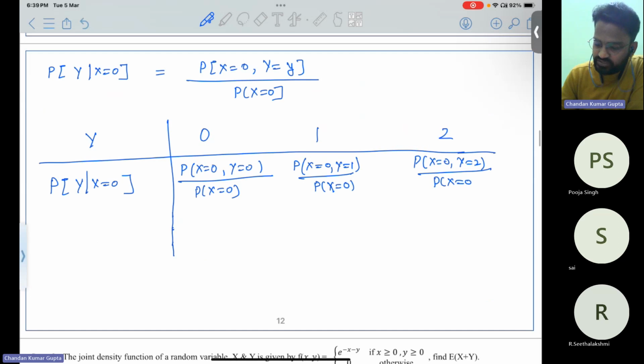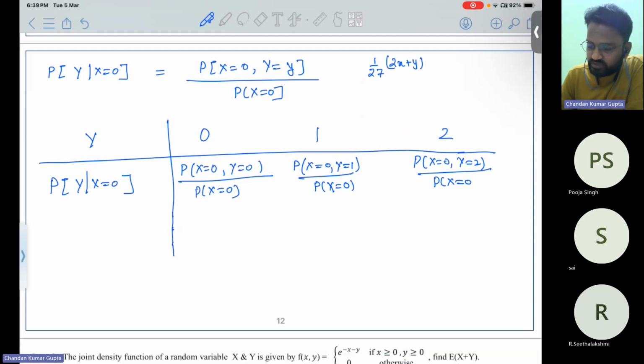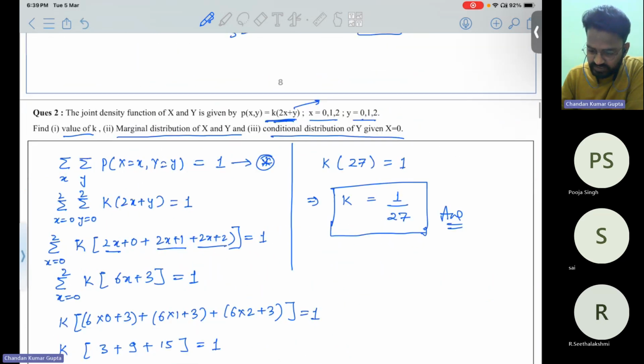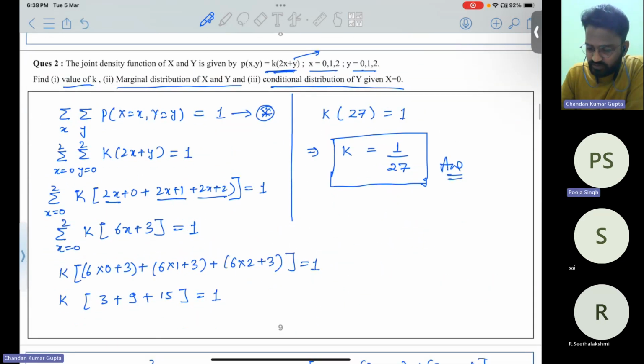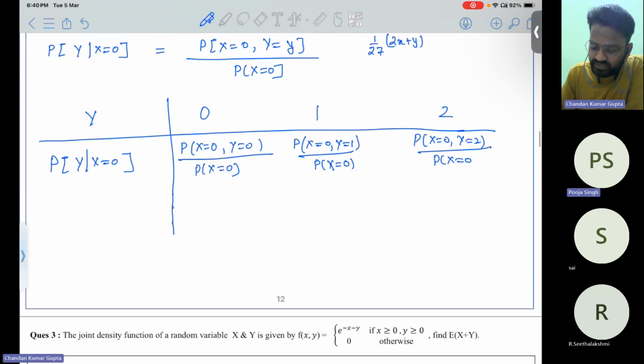After we have a distribution like 1 upon 27, 2x plus y, when we put the value of x and y equal to 0, 0, it is like 1 upon 27. Is it? Or I am checking somewhere. Let me check. Yes, it turns out to be 0. Yes. Thank you. Because the numerator term is 0, na?